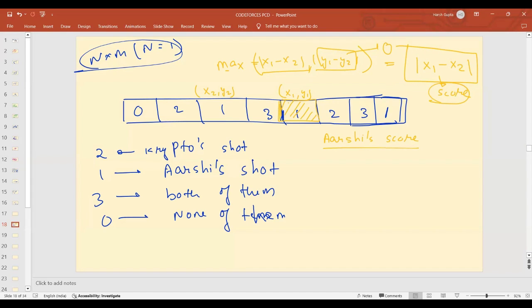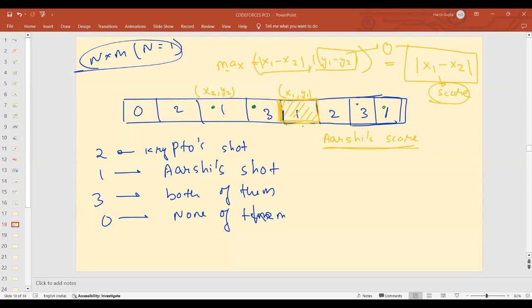So now, if I assume this cell as the bullseye, can someone tell me what will be Archie's score? What will be Archie's score? These were the cells that Archie hit: this cell, this cell, this cell, this cell. Either the value is 3 or the value is 1, because for 1, Archie shot, and for 3, both of them shot at that particular cell. So the values 1 and 3 are the cells that Archie has shot.